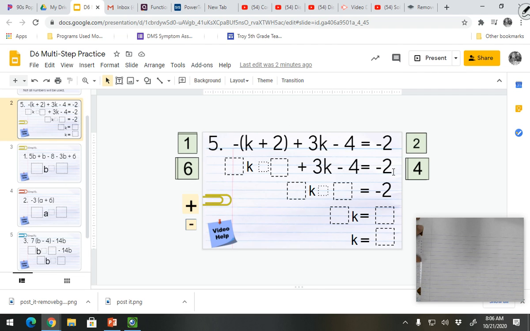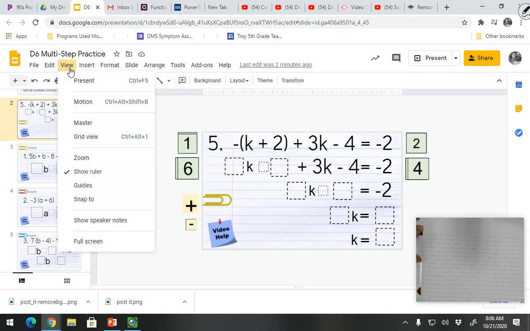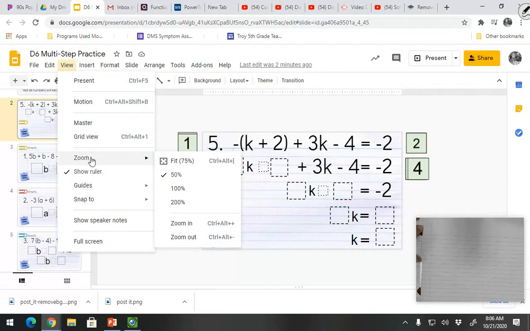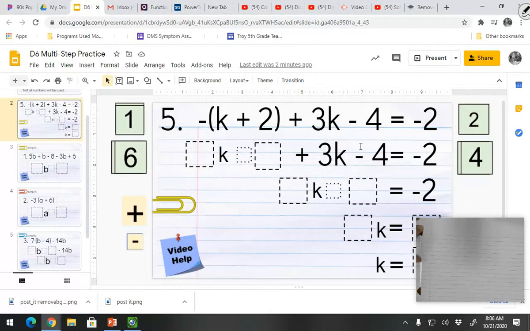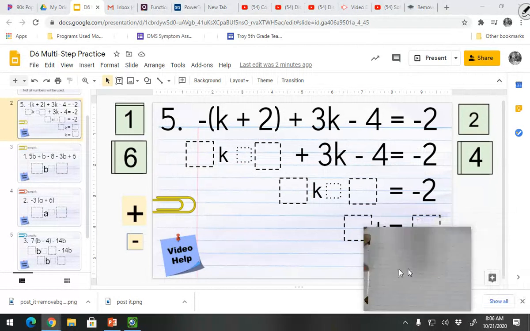So I would like to show you how we could approach this problem and work on it. The first thing that I would do if I'm on this image is I would actually zoom in so that I can see it a little bit better. So I'm going to use fit 75 because then it's going to fit my entire screen.